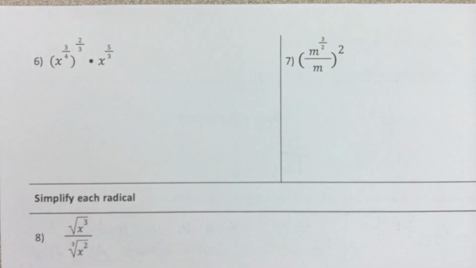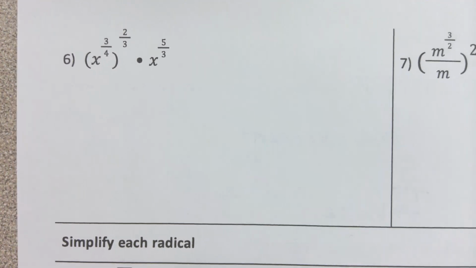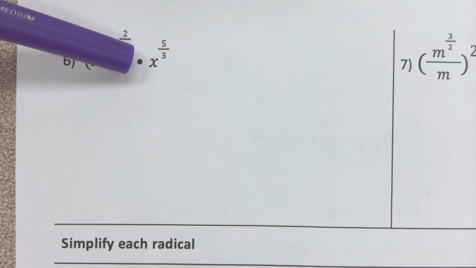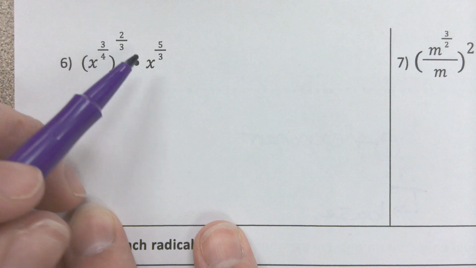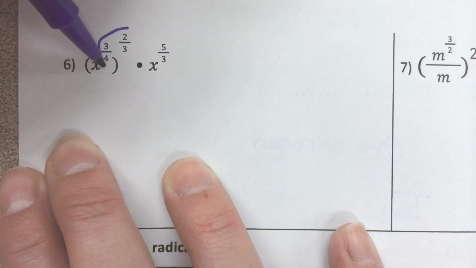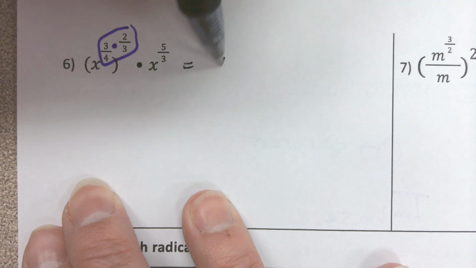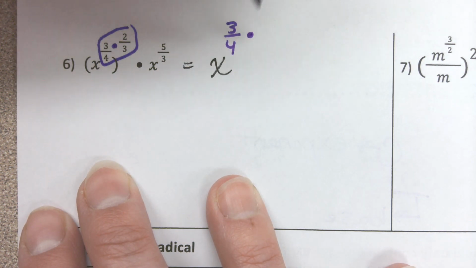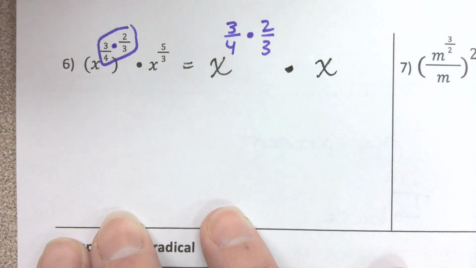Next couple problems are just, again, practice with these rules. X to the 3/4 to the 2/3 times x to the 5/3. First, let's take care of this double exponent. This is where we multiply. So we have x to the 3/4 times 2/3. And then that'll be times x to the 5/3.